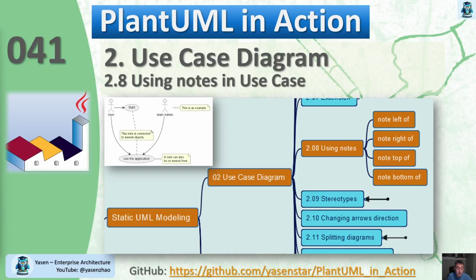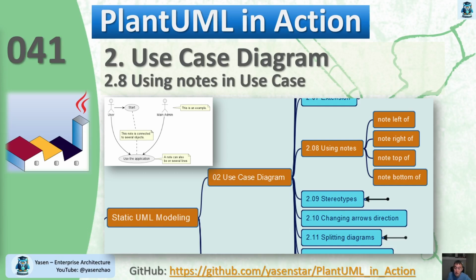Let's move to 2.8 to discuss how to use nodes in use case diagram. We have learned nodes in sequence diagram already. So here we will learn four keywords: node, left of, right of, top of, bottom of. Within sequence diagram, we have used left of and right of for our actor or message, to a participant, and node left will be attached to the message.